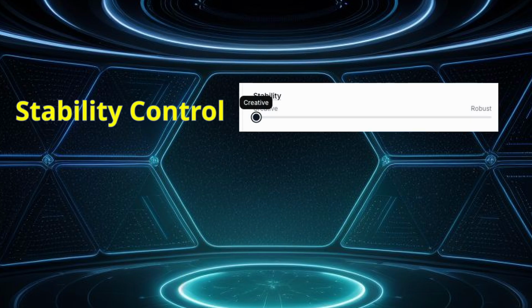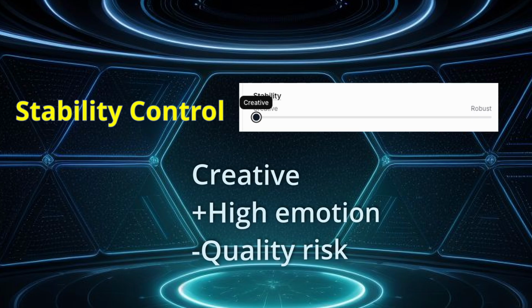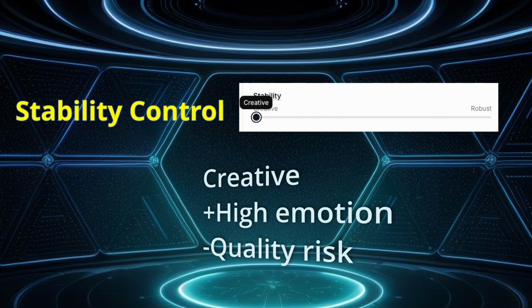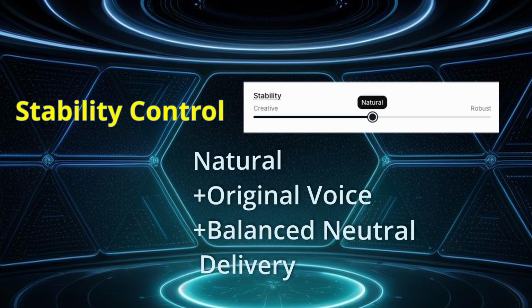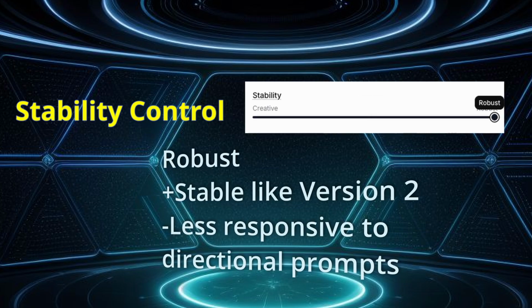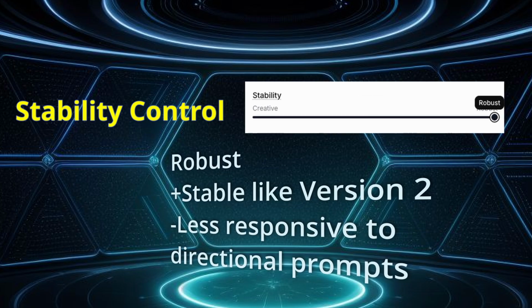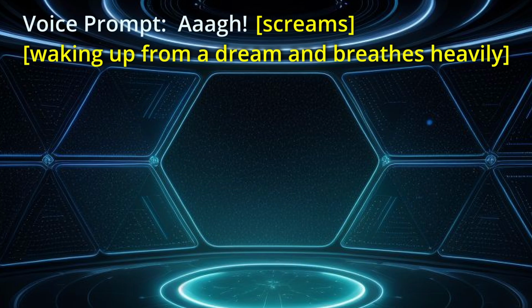The one stability control has 3 settings. Creative is for more emotional and expressive delivery, but prone to quality hallucinations. Natural is the closest to the original voice recording with a balanced and neutral delivery. Robust is highly stable and consistent, like version 2, but less responsive to the directional prompts. Here is an example from episode 3 of Samurai Yagi.